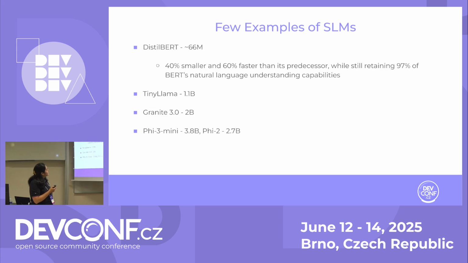So these are a few examples of small language models. There are, of course, many. We have DistilBERT, we have TinyLlama, Granite 3, and this one is by Microsoft, Phi. And like you can see, this is an example that while we are reducing the size, like 40% smaller, it's 60% faster, and also it's retaining 97% of the capability of its large language model. I think that's a good example of how small language models are offering the advantages without actually compromising a lot on the quality.